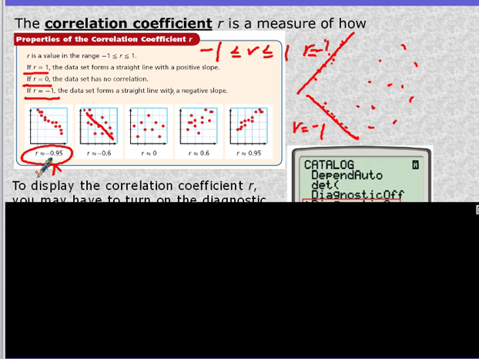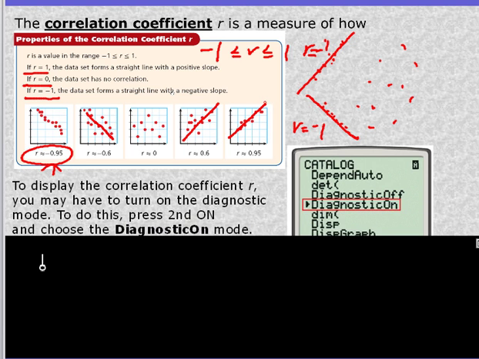And here's an upward slope, not that tightly correlated, but somewhat correlated. And this has a correlation coefficient of 0.95. Very tightly correlated data with an upward slope. So the correlation coefficient tells you whether you have a positive or negative correlation and whether it's a strong or weak correlation. We're not going to calculate this manually, but we can calculate it on our graphing calculators.